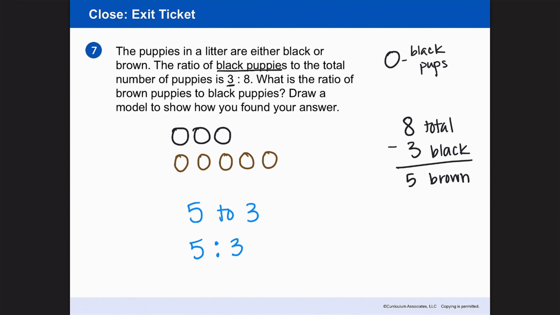Okay. If I were to write 3 to 5, that would be incorrect because that would be showing black puppies to brown puppies, and that's not what it asked us for. So it's very important to pay attention to the order of your ratio. Now, before you take your quiz, there are some things that we need to look over.